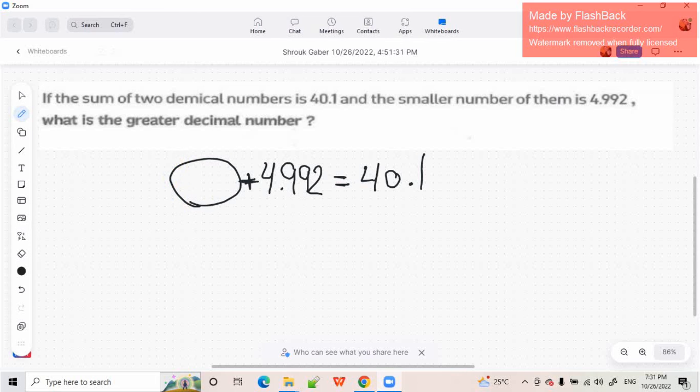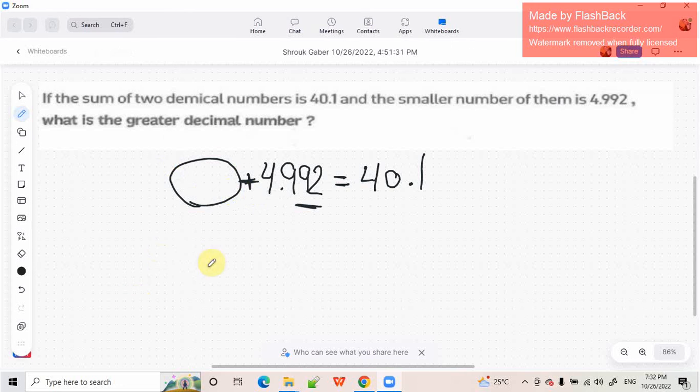Okay, if I have 10 pounds and I buy two sweets, and one of the sweets costs 3, the second sweet costs how much money? How can we find it? I will subtract 3 pounds from the total, which is 10. Here it is the same. I will subtract the smaller number from the total to find the greater.